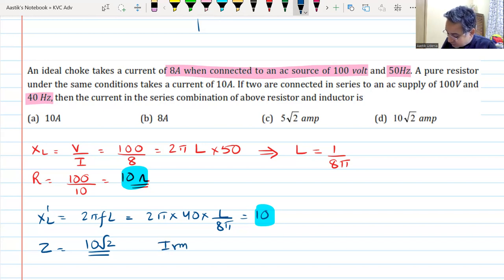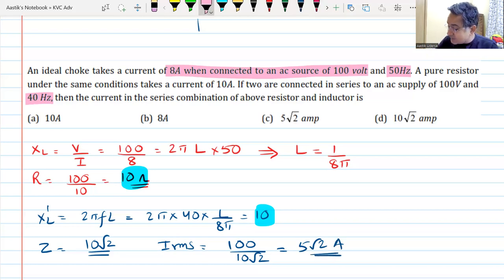Remember, we are talking about the RMS value of current. That will be equal to 100 divided by 10 root 2. So your answer will be 10 by root 2. So you can write it as 5 root 2 amperes. That is the answer, my dear friends, that we were looking at. I'll give you a minute to note this down.